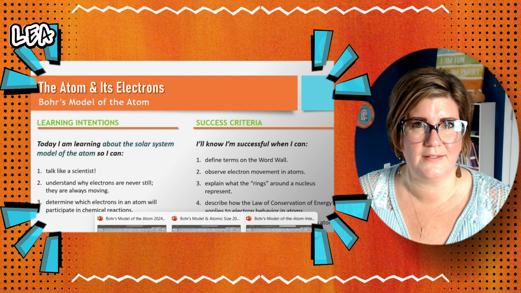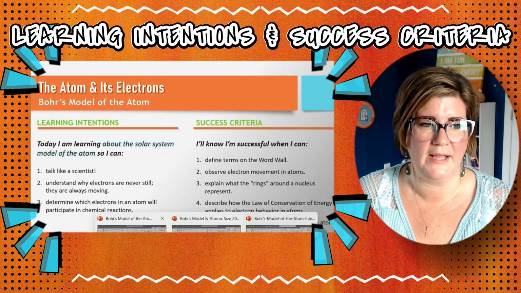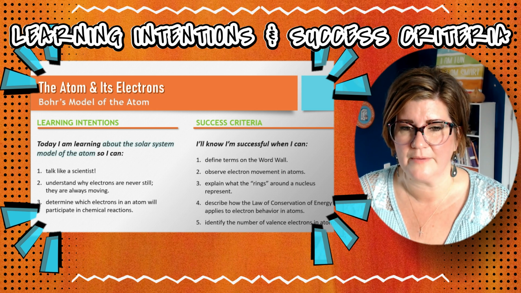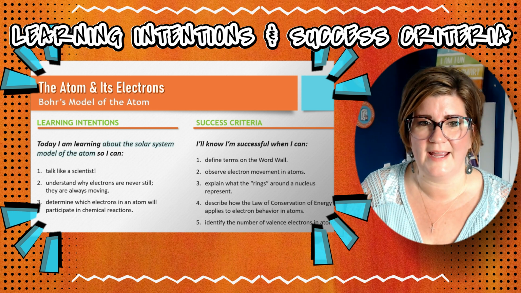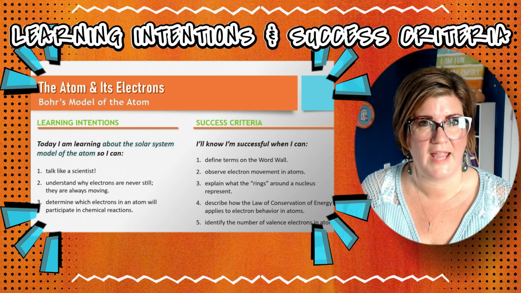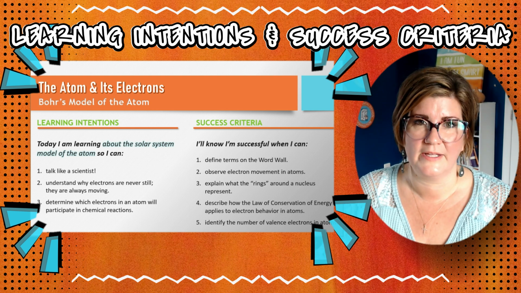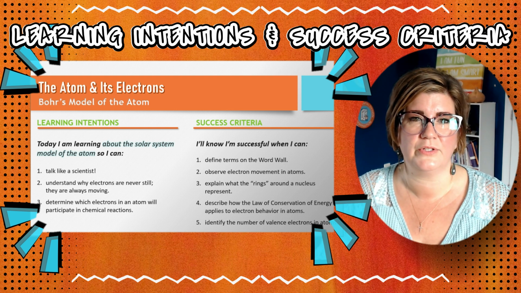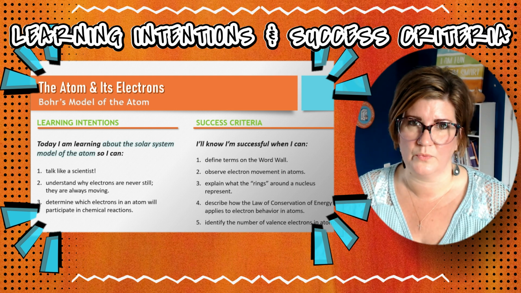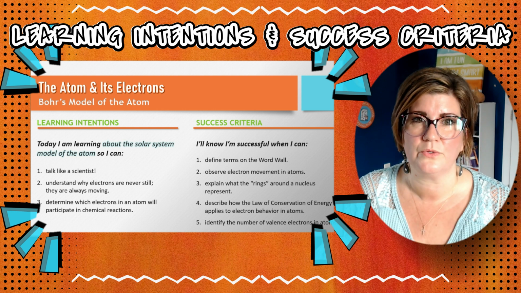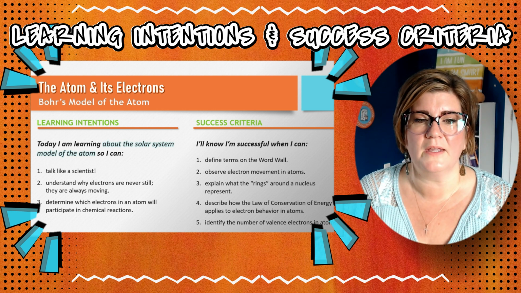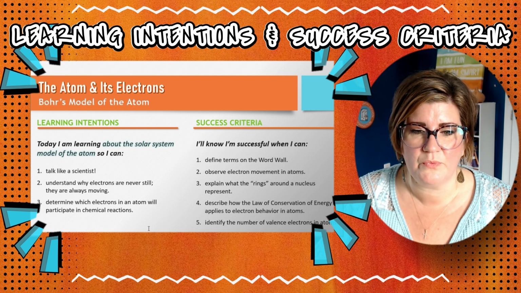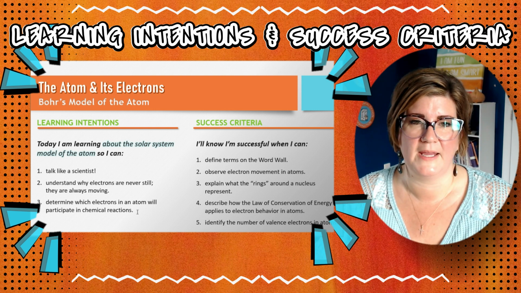All of my lessons are built upon objectives expressed as learning intentions and success criteria. So we might say today we're learning about the solar system model of the atom so that we can talk like scientists. Always top of mind for me because I want students to come out being able to discuss the lesson with me. Discuss in the future, we want to use the terminology that emerges. Understand why electrons are never still, they're always moving, and determine which electrons in an atom will participate in chemical reactions.